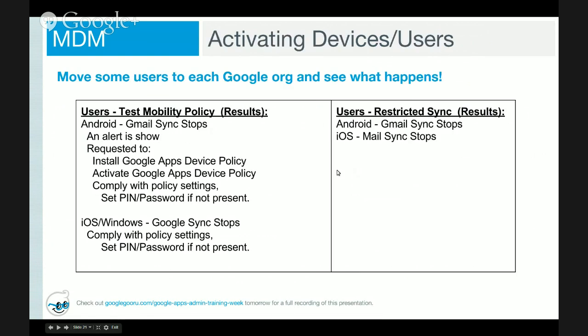Now, for those that haven't actually implemented this, here's what happens when you do it in these scenarios. I move a user with a mobile device, everything's working, bang, we set them up in my new mobile policy. So what happens to that Android user? Well, Gmail stops syncing. They get an alert on their phone. They get prompted to install Google Apps Device Policy. They think they're working. They get another alert. They need to activate Google Apps Device Policy. They have to comply with all your settings. They have to set a PIN or password if not present.